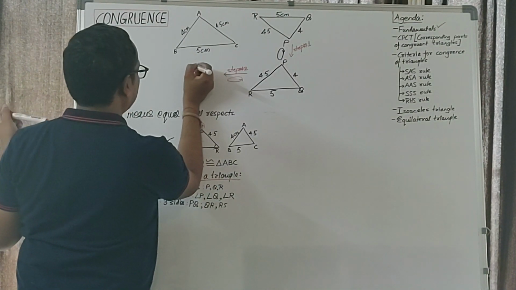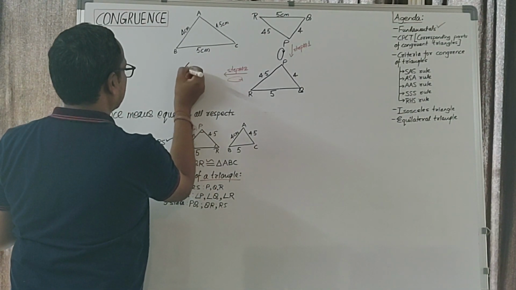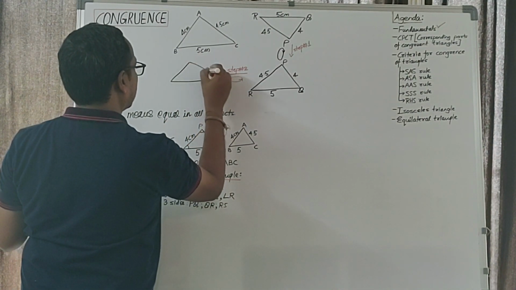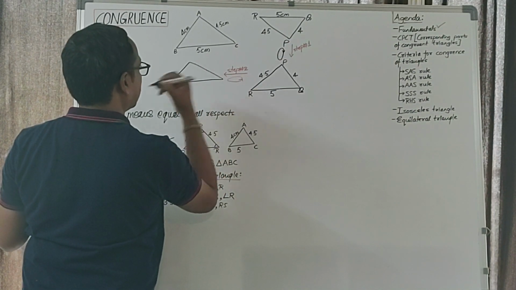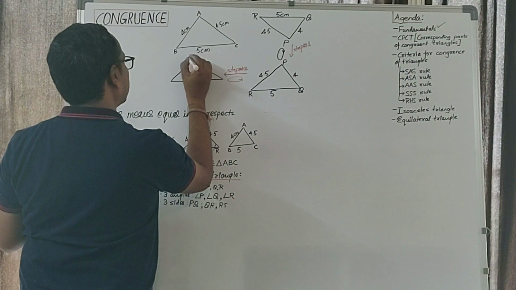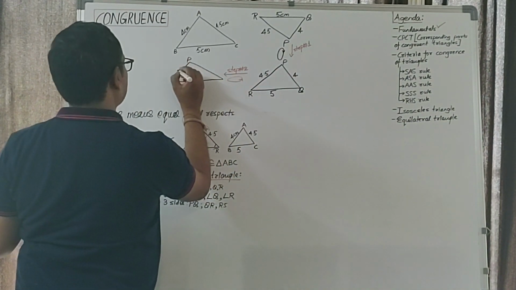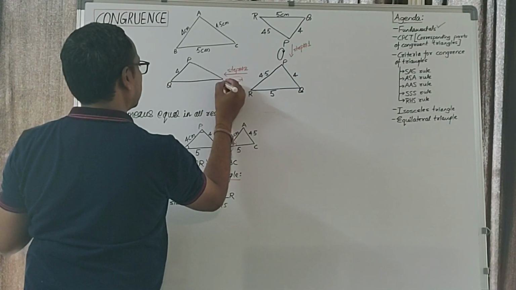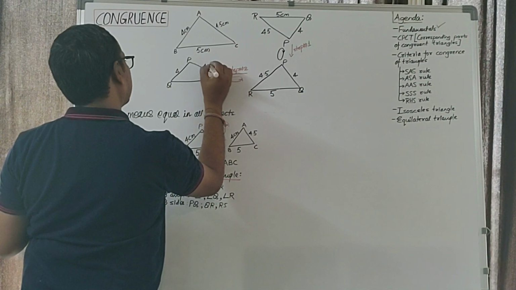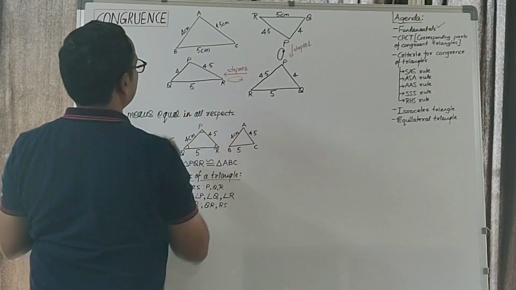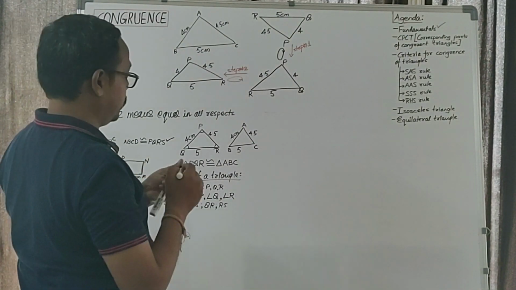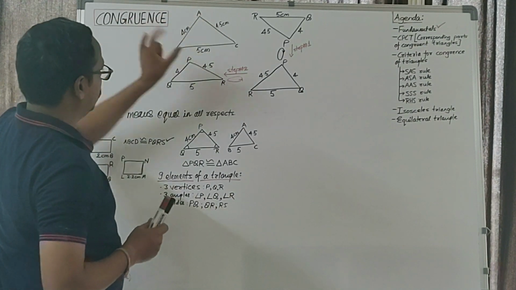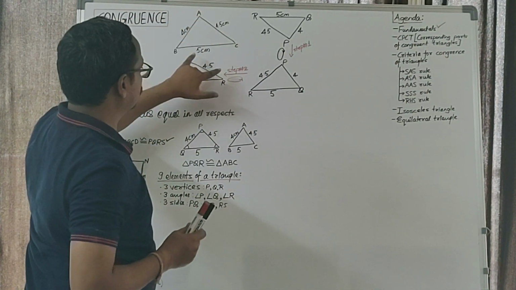So how will they appear? They will appear like this. Okay. Yeah, it is P here. So if you turn it, it becomes 4 centimeter. This vertex is Q, this is R, this is 4.5, and this is 5. So now, do they appear congruent to each other? Yes. Why? 4 is to 4, 5 is to 5, 4.5 is to 4.5.